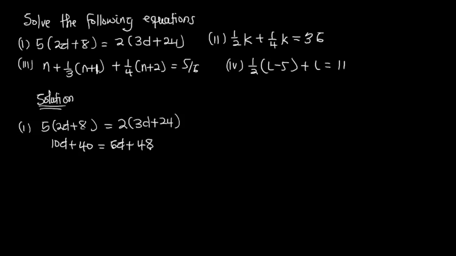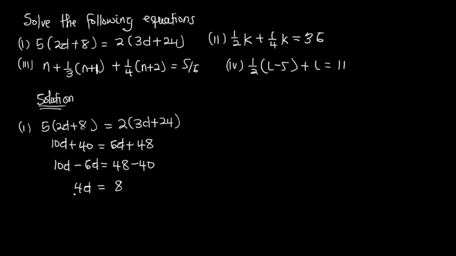So from here I can group like terms. I maintain the 10d over here, I bring the 6d to the other side, so it becomes negative 6d, is equal to, I maintain the 48 here, then I send the positive 40 to the right hand side, it becomes negative 40. Now 10d minus 6d gives me 4d, is equal to 48 minus 40, which gives me 8.